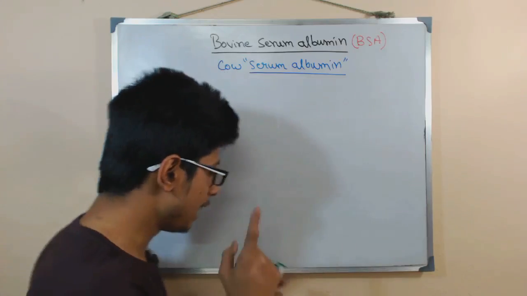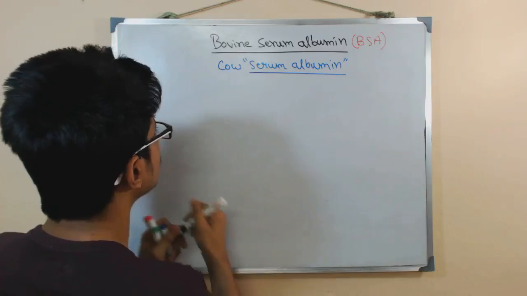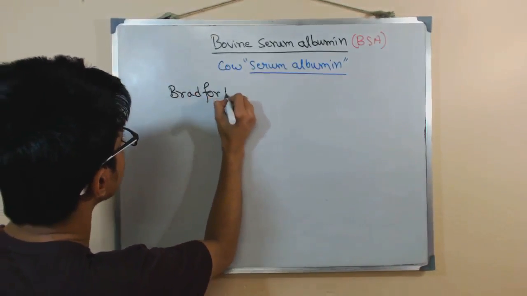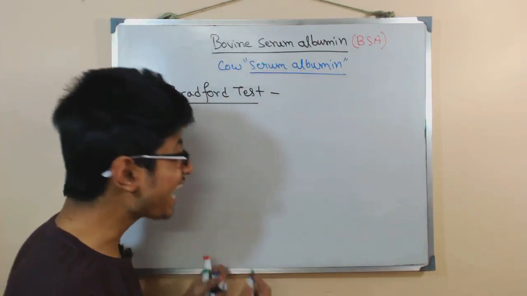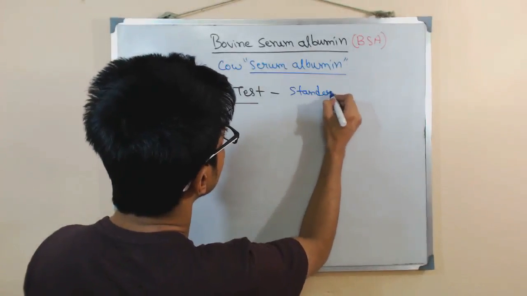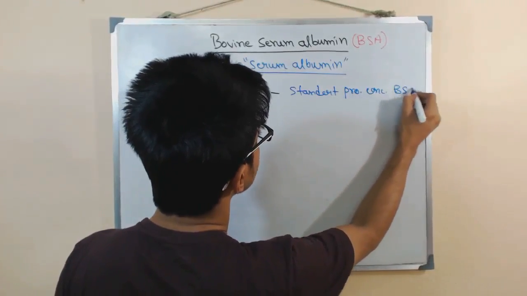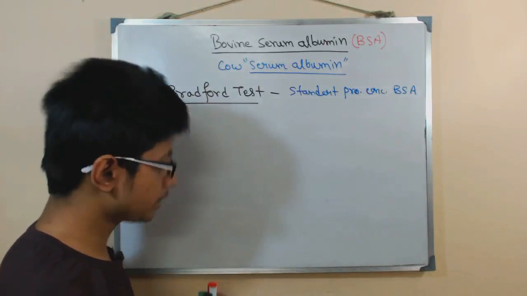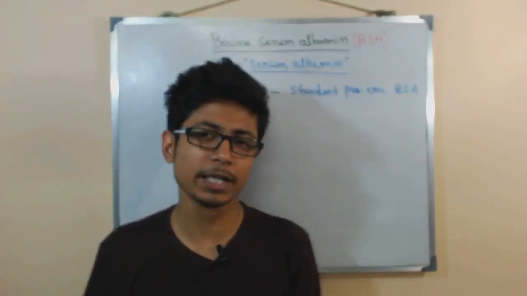That's very, very important, and that process is done using the Bradford test. In the Bradford test, we produce the standard protein concentration with BSA. That is one function of BSA. We'll be talking about the other functions, but another interesting fact I should tell you is that this BSA is also termed fraction V or fraction 5 protein.